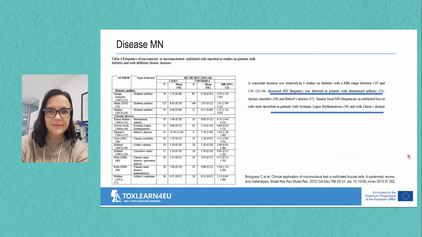So we have talked about the cancer and oral diseases, but buccal micronucleus frequency was able also to detect or predict the development of diseases that are not connected with oral cancer, and that is diabetes, arthritis, even lupus erythematosus, and Crohn's disease.